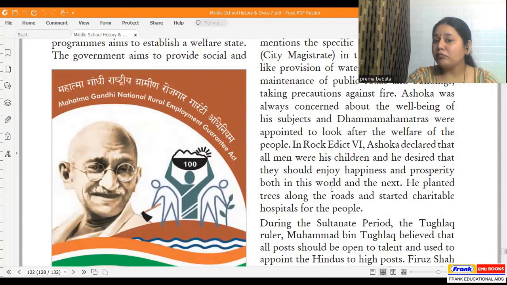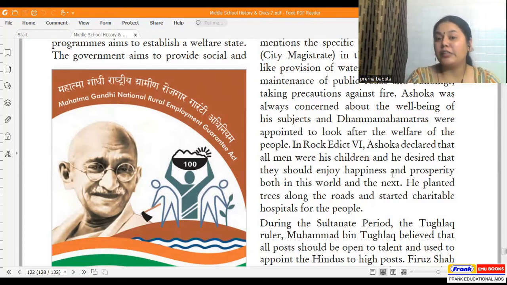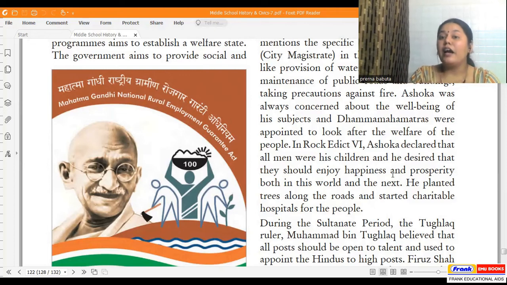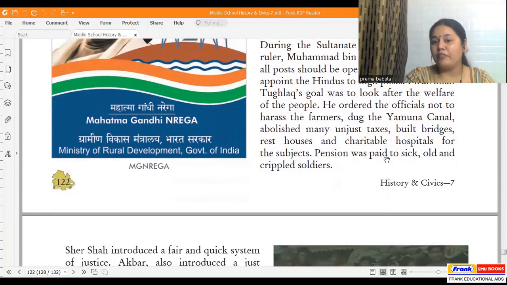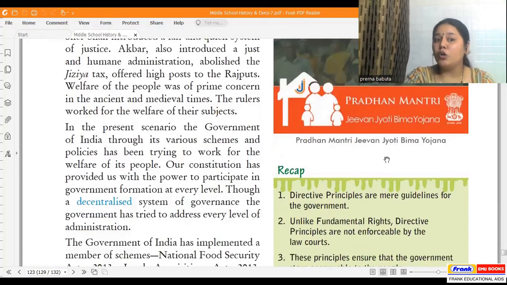Then in Rock Edict 6, Ashoka declared that all men were his children. So he said that a ruler is like a father. He has the responsibility to take care of his subjects, just like a father takes responsibility for his children. He planted trees along the roads and started charitable hospitals for the people. And during the Sultanate period, the Tughlaq ruler built facilities for postal activities, and rest houses for the travelers. And then of course how taxes were also looked into.